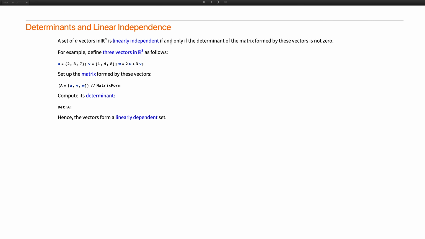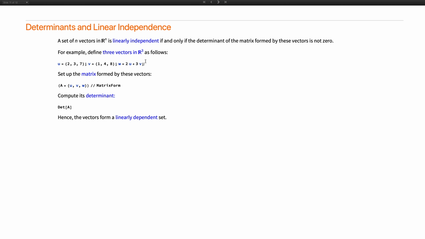Okay, and finally, you actually have a very nice test for linear independence using determinants. So if you have a set of n vectors in Rn, so you've got 2 vectors in R2, etc., then they are linearly independent if and only if determinant of matrix formed by vectors is not 0.